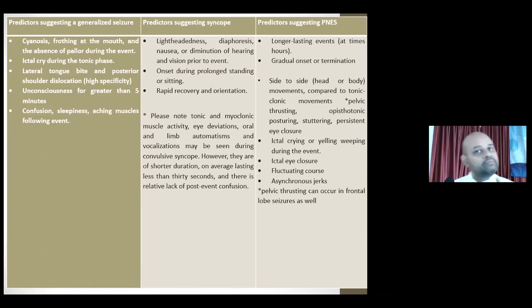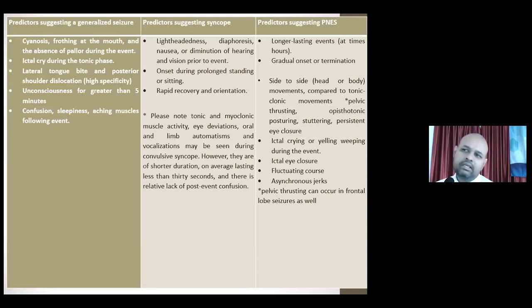chewing movements, right? They can have gestural automatisms like this, right? These also can be seen with syncope, right? So you need to be very, very careful when analyzing the semiology, where there's no point in starting antiepileptic drugs for those patients, right?